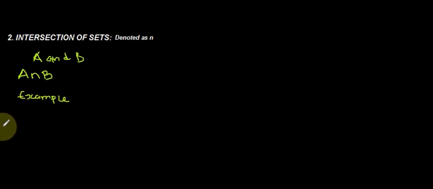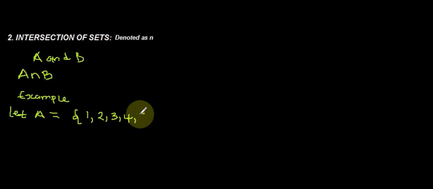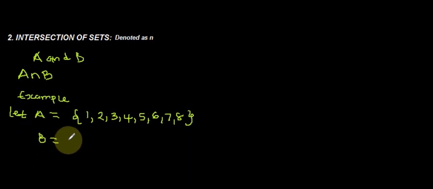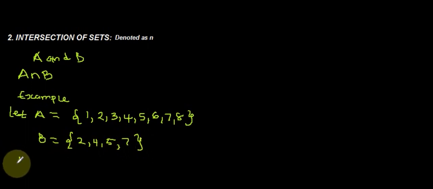Let set A be given as 1, 2, 3, 4, 5, 6, 7 and 8. And let set B be given as 2, 4, 5, 7. Now we are asked to find A intersection B.